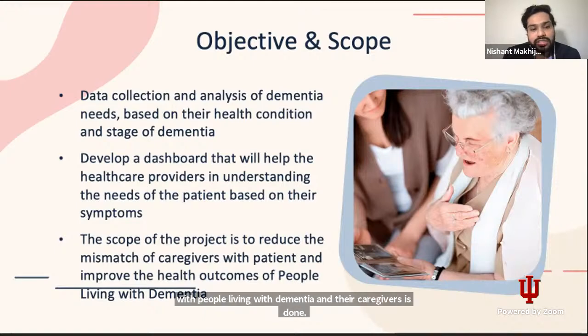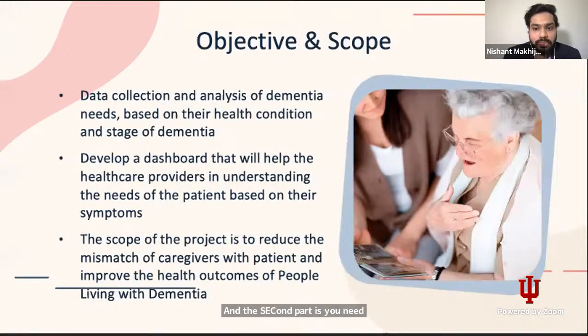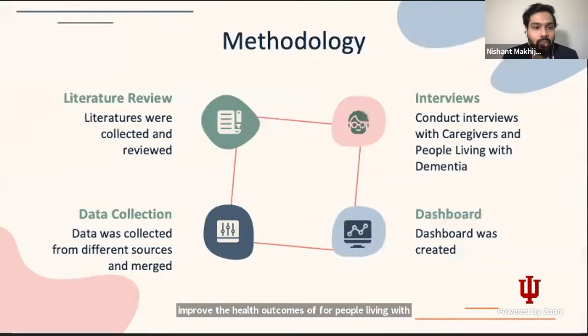And the second part is you need to create a dashboard that can help the healthcare provider understand the needs of the patient based on their symptoms. The scope of the project is to reduce the mismatch and improve the health outcomes of people living with dementia. Now, moving ahead to the methodology section, there were 4 stages of the methodology.